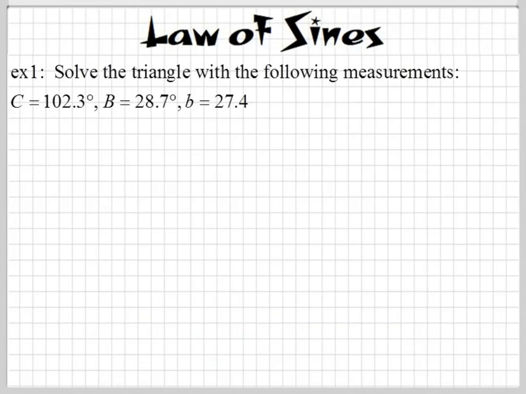Now, if you're watching the video, pause it and see if you can do it without seeing how I do it first. What you need to do here is draw a triangle with these measurements on it. We're going to solve the triangle, which means we're going to find all the missing sides and all the missing angles. So, see if you can draw a triangle and label it with these sides.